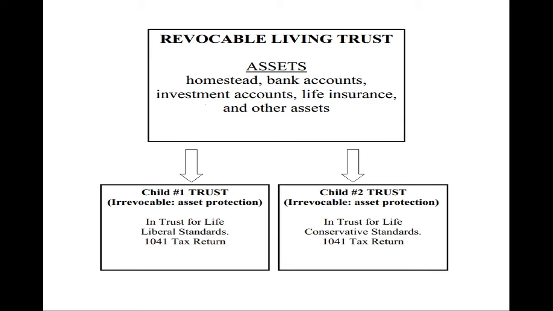So again, this is just a brief illustration of what the trust looks like. The first phase is you're alive, you put your instructions, you can amend it, you can control it, and we have to fund it with assets. And phase two is on the bottom. After you pass away, the trust now becomes irrevocable. We can't change it, it's set in stone, but it's asset protected for your children or whoever your beneficiaries are.